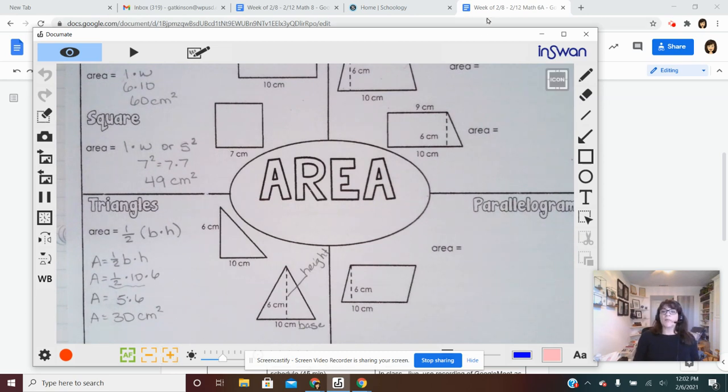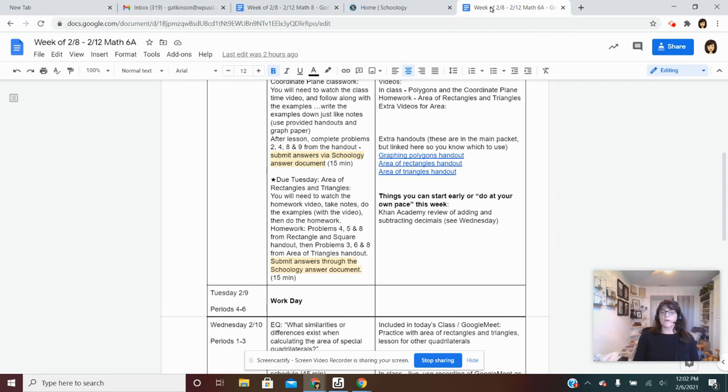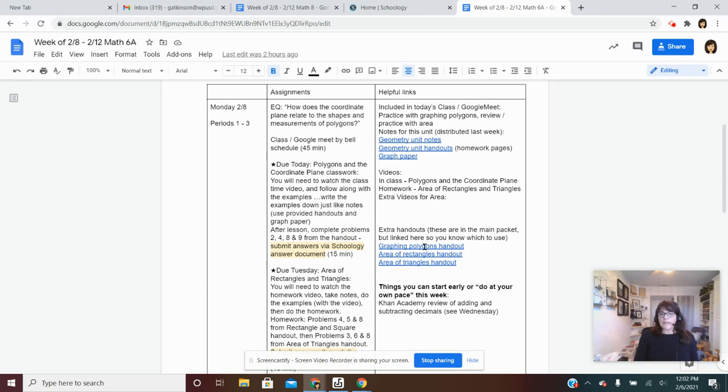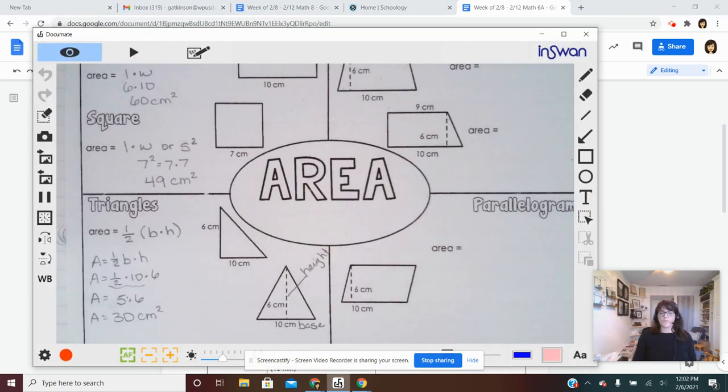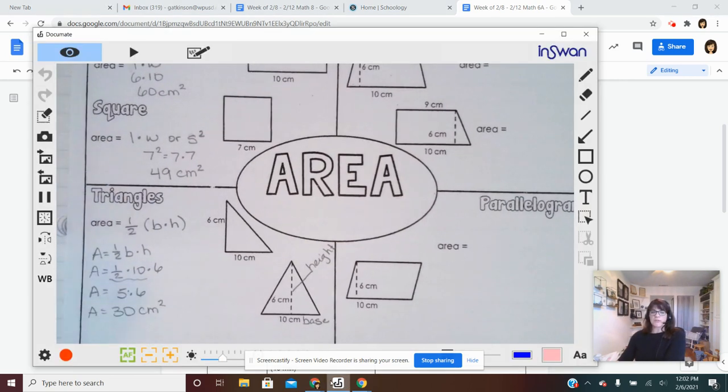Just a heads up that if for some reason your stuff is missing, 1, there's extra packets in the classroom. 2, okay, I put each handout here. You could look at it on your screen and know what the problems are and just copy them onto a piece of paper. So they are on your weekly agenda and the hard copy's been provided to you. Okay. So now I'm going to change pages.